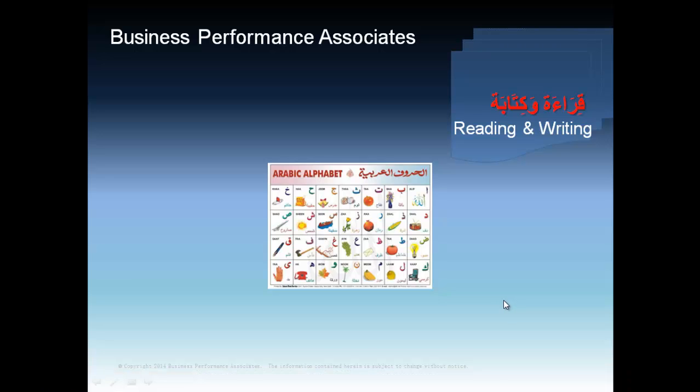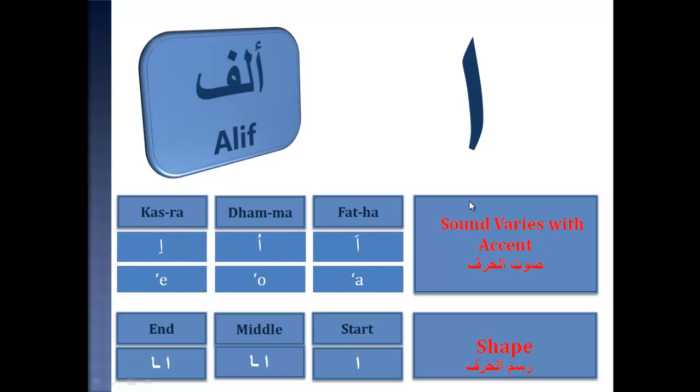In this section, we shall examine the basics for reading and writing, قراءة وكتابة, by evaluating the details of the Arabic alphabet. For each letter of the alphabet, we'll mention its name.